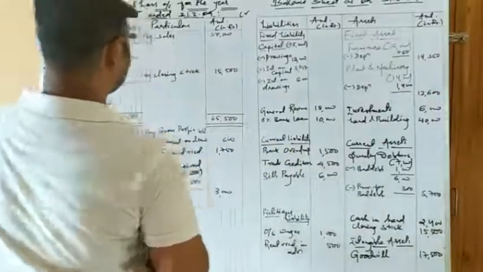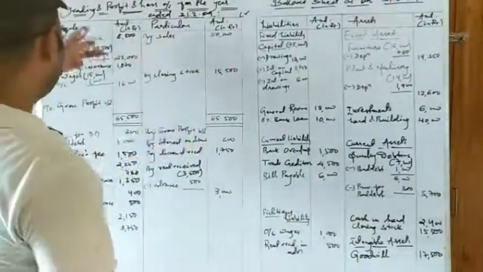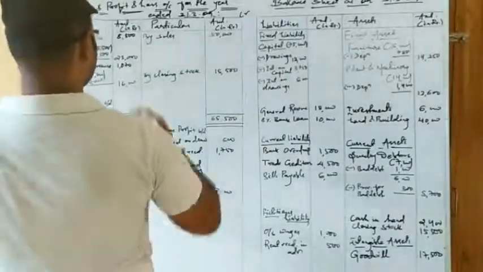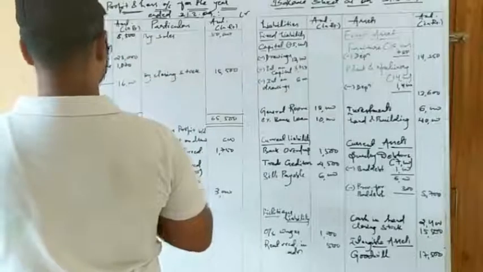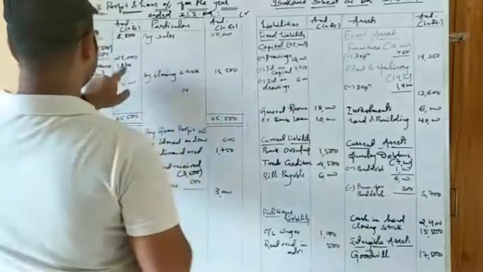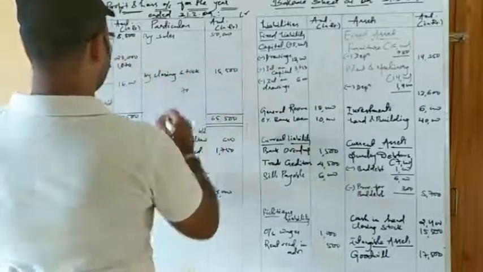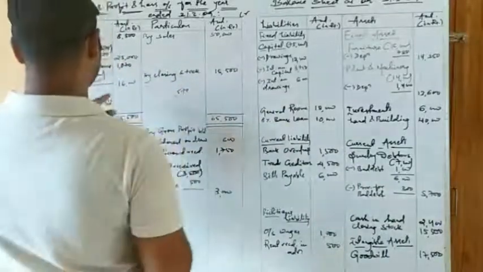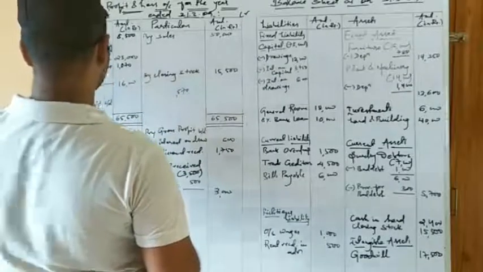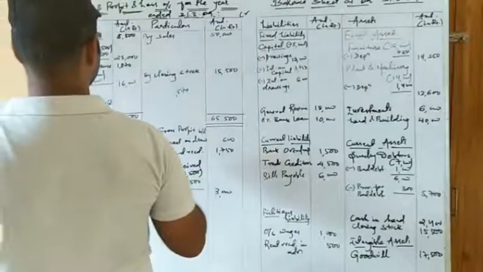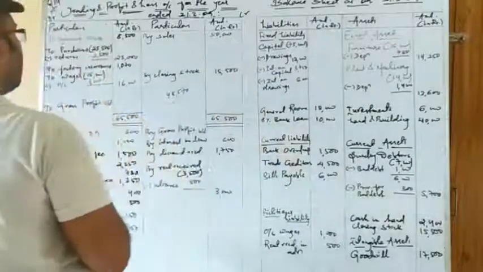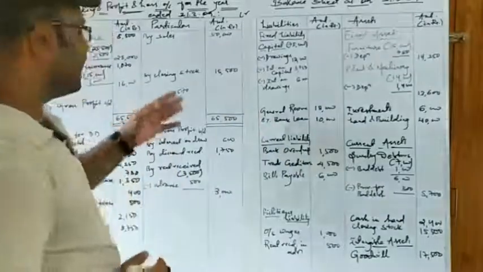So the total of the credit side is 65,500, and let us now check what is the debit total of the trading account. I will write it on the rough side. So the debit total of the trading account comes to 48,570.